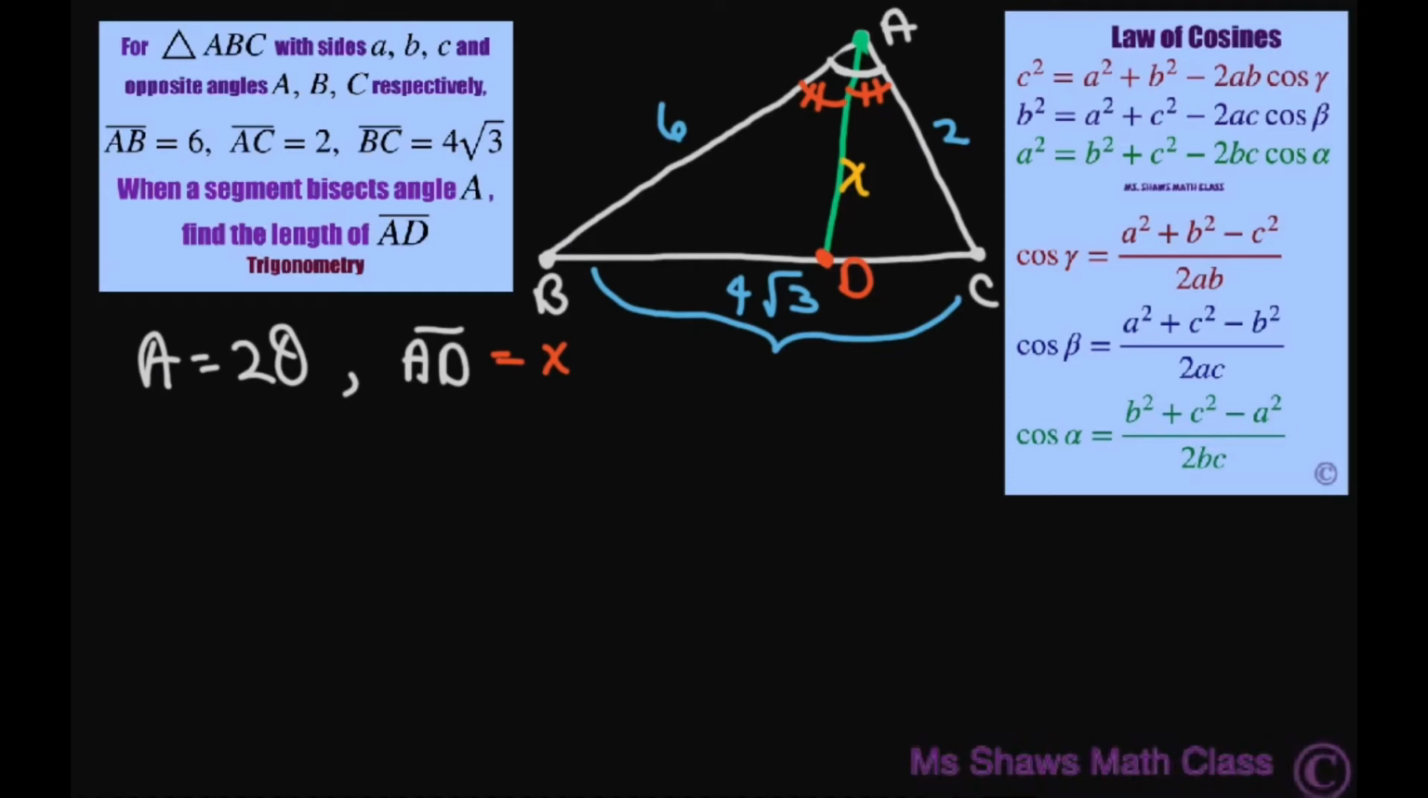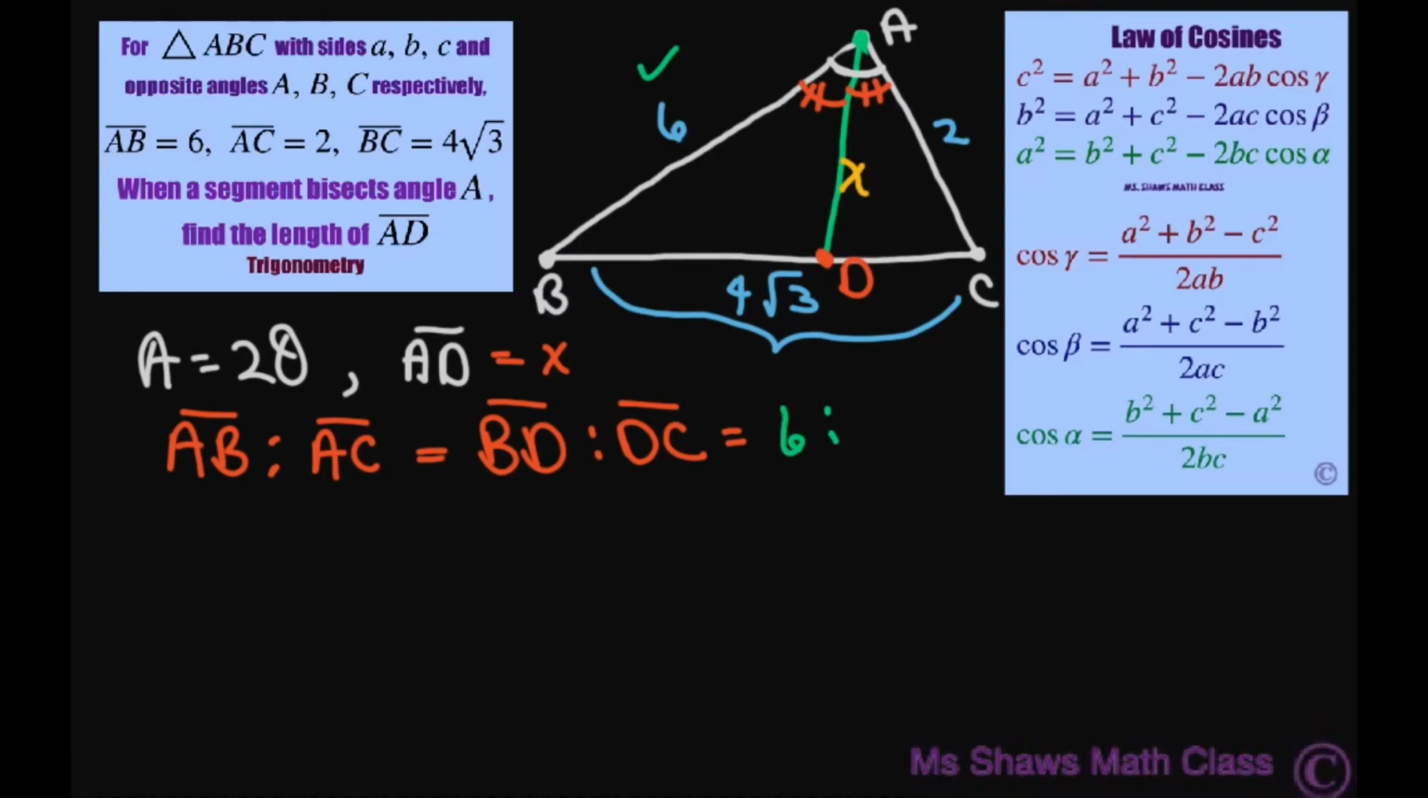Since it's bisecting the angle A, we're going to have line segment AB in ratio to line segment AC equals the line segment BD to DC. And that's going to be 6, there you see the 6 right here, to 2. And that simplifies as 3 to 1.